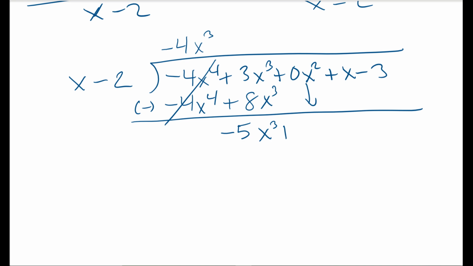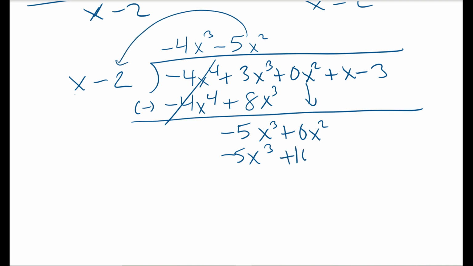Make sure you bring down the next number, 0x squared, and then proceed. We want to get negative 5x cubed. So how do we get that from x? Well, I know that if I multiply x by negative 5x squared, I get negative 5x cubed. And then negative 5x squared times negative 2 is positive 10x squared.